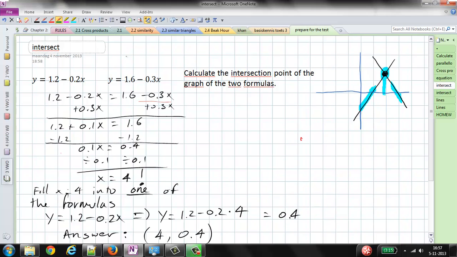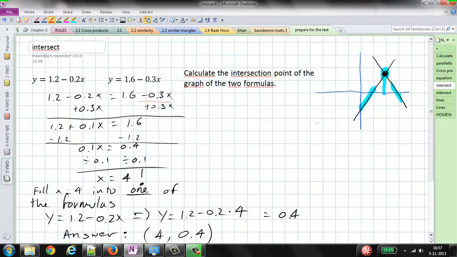Alright, it says calculate the intersection point of the graph of two formulas. Now, I've drawn a bit here on the right. This is not part of the answer. You don't have to do this on the test. In fact, make sure you don't do a drawing. The idea is that you calculate it. Don't try and do it graphically because I'll count it wrong. But just to demonstrate what it is we're attempting to do, I have made a drawing.